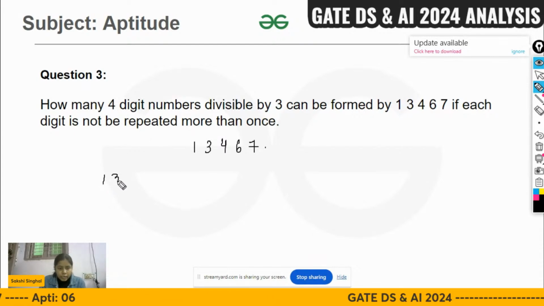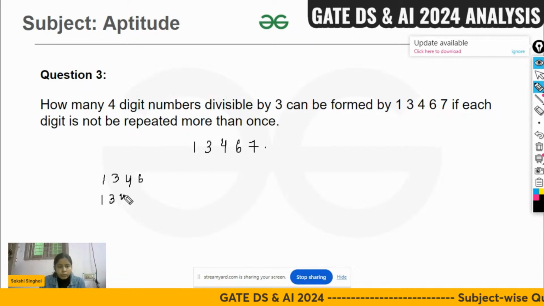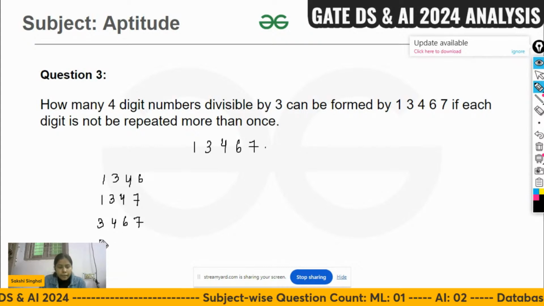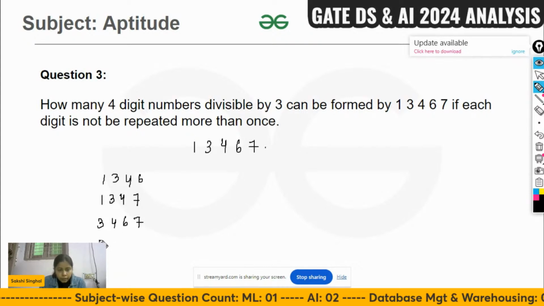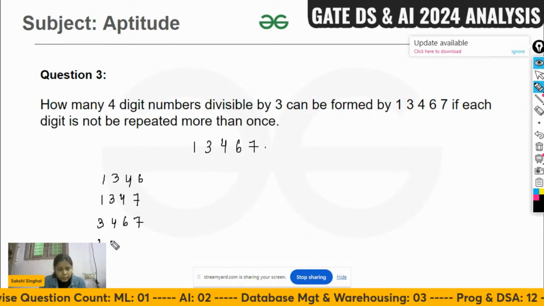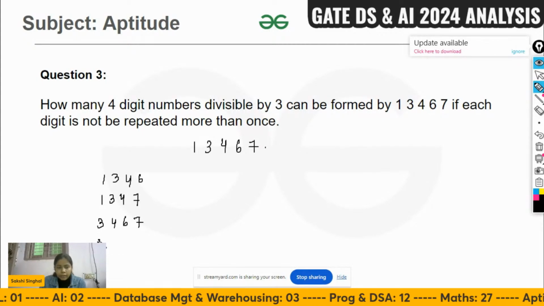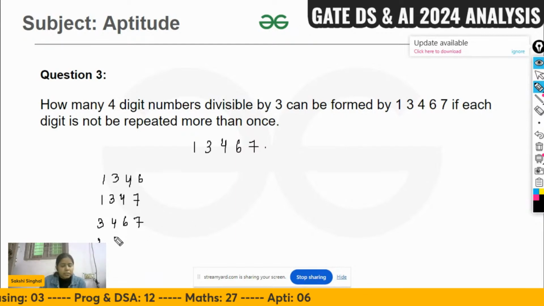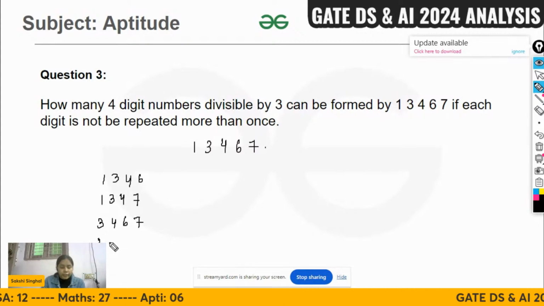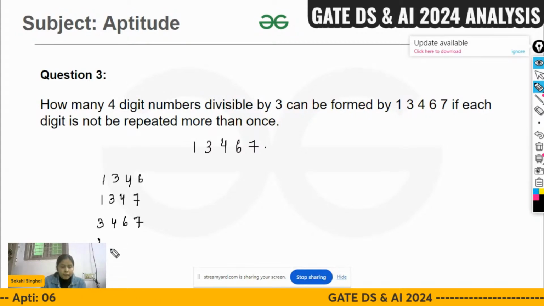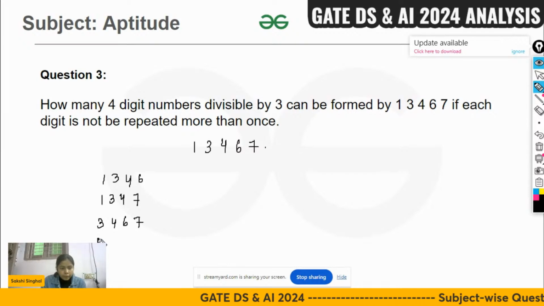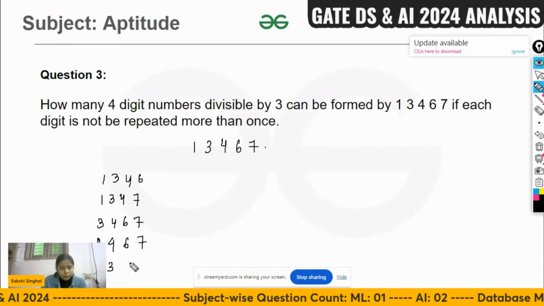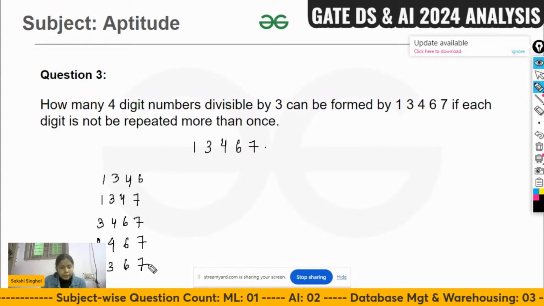You can see how I can form the numbers: 1, 3, 4, 6; 1, 3, 4, 7; 3, 4, 6, 7. Then I have 3, 4, 6, 7 and 1, 3, 4, 6. Tell me, students, how many numbers would we get here. We can have 1, 4, 6, 7, and then 1, 3, 6, 7, right?